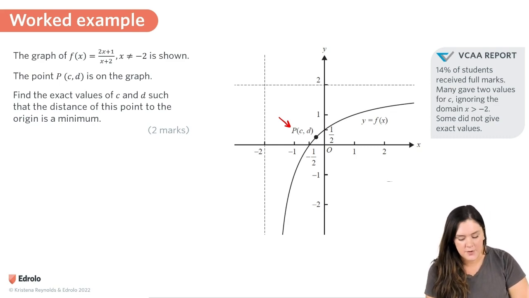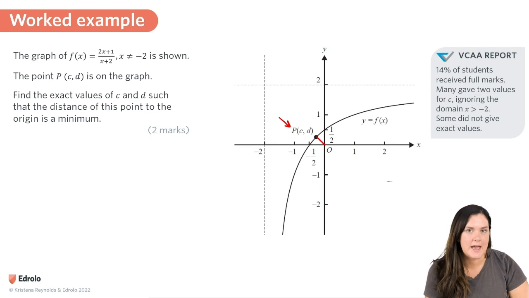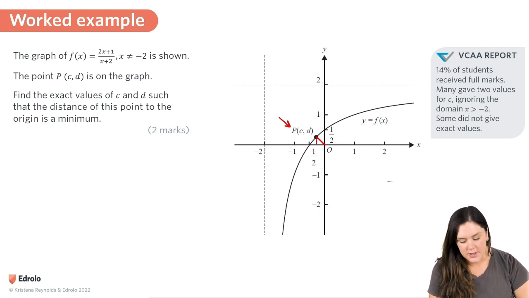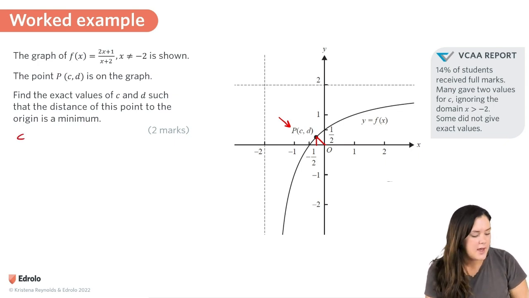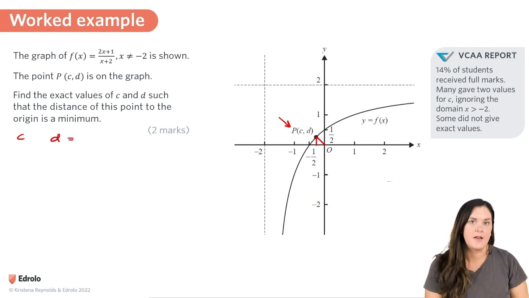So what we mean is from here to the origin is a minimum. Now, in order to figure this out, firstly, we need to rewrite this rule in terms of C and D. So our first coordinate is just going to be C. So C is just C. And then in order to find what D equals, we're going to substitute in that point that we know.